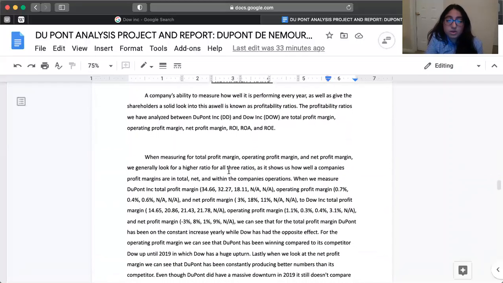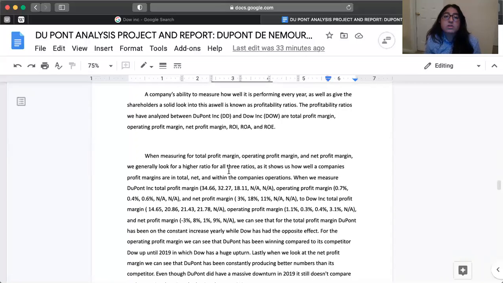Profitability ratio. A company's ability to measure how well it is performing every year, as well as giving the shareholders a solid look into this, is known as the profitability ratios. The profitability ratios we have analyzed between DuPont and Dow are total profit margin, operating profit margin, net profit margin, ROI, ROA, and ROE.